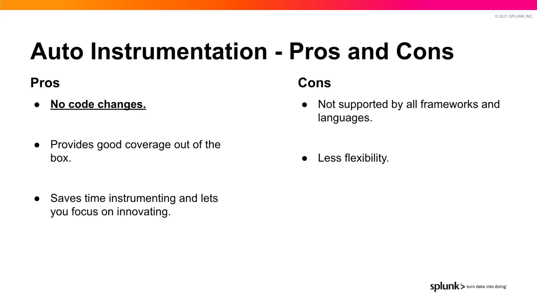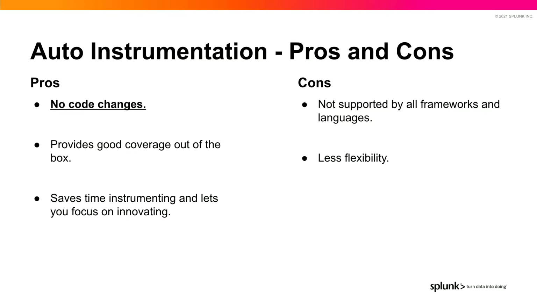Now, when it comes to auto instrumentation, it's plain and simple that the main pro here is that there are no code changes involved. So there's no need to change anything with respect to your code, and it provides good coverage out of the box. So you're going to get what you need, and it saves you time instrumenting and lets you really focus on innovating or other tasks. Now, as far as the cons are concerned, it's not supported by all frameworks and languages. And it's a little less flexible if you just want to see one thing as opposed to the whole thing, right?